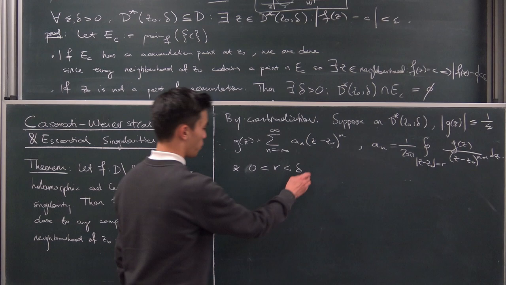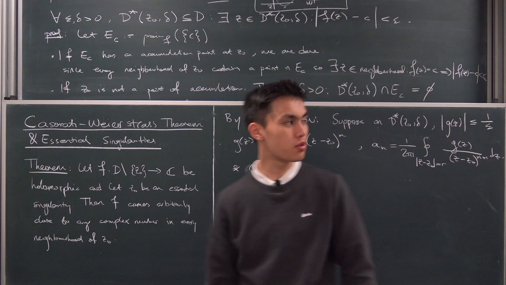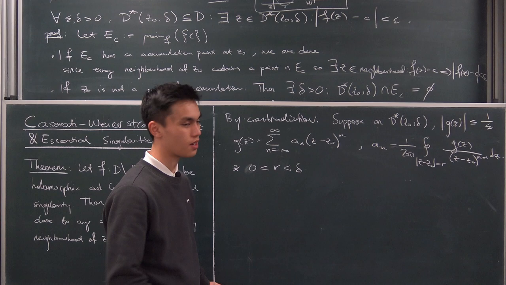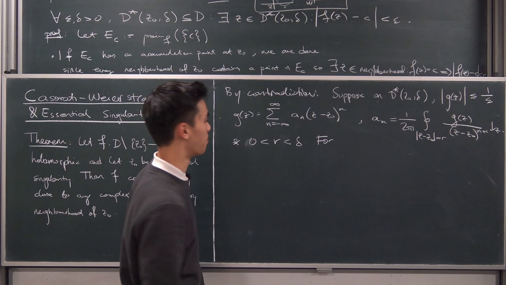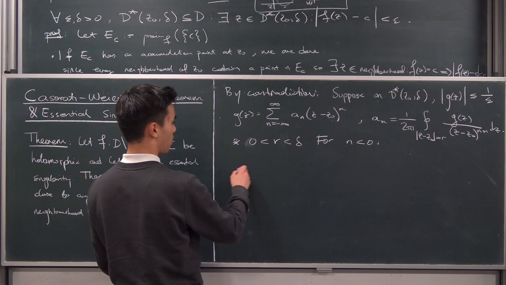Okay, so what did we want to show before? We wanted to show that g was defined, and the only way we can do that is show that there are no negative powers in this Laurent series expansion. So here's the trick. We're going to take a look at the negative coefficients, the negative numbers here. So for n less than 0, let's see what we can do. I'm going to bound these a n.